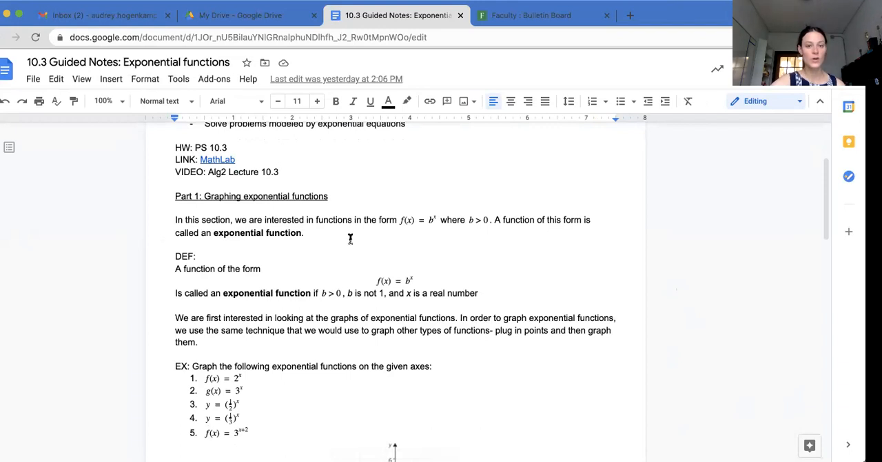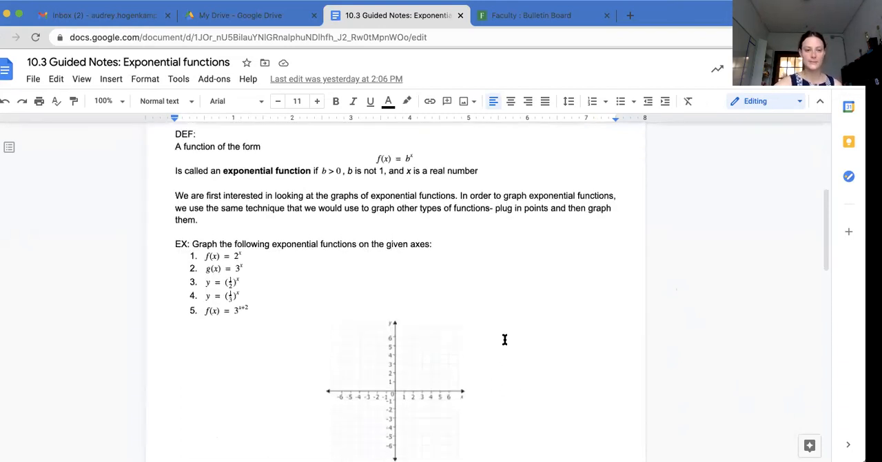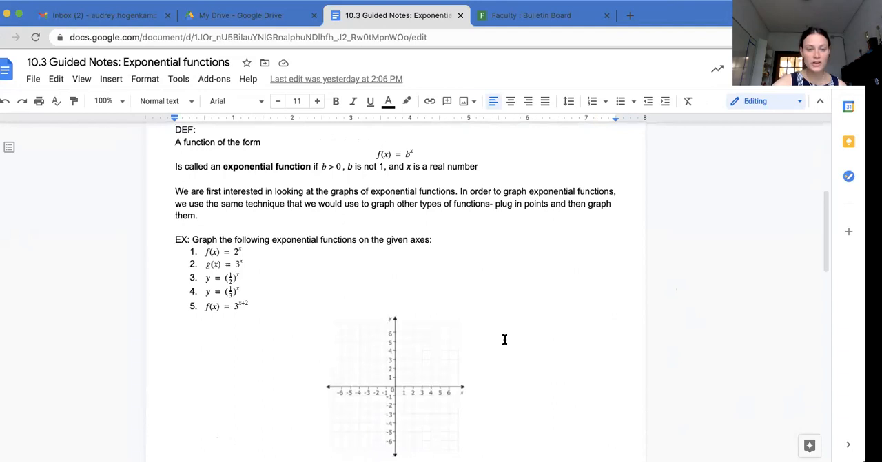In this section, we are interested in functions in the form f of x equals b to the x, where b is greater than 0. A function in this form is called an exponential function. So then we kind of have a formal definition there. And we are first interested in looking at the graphs of exponential functions.